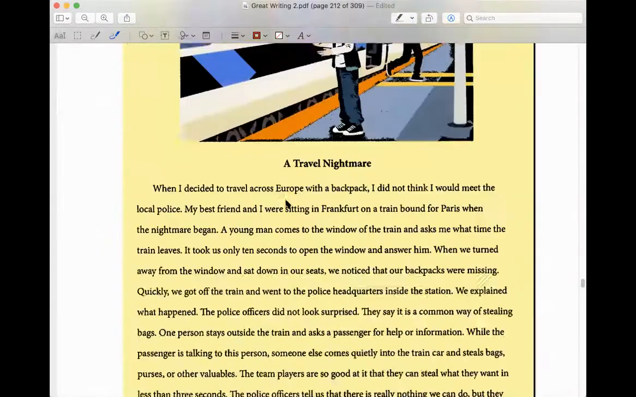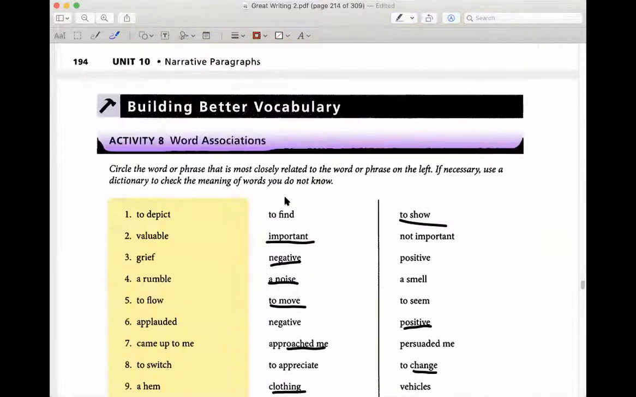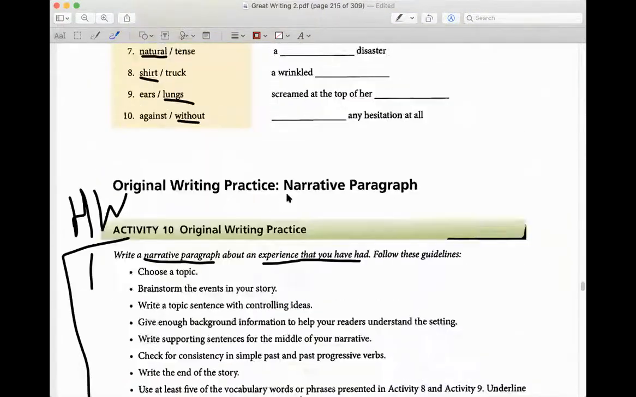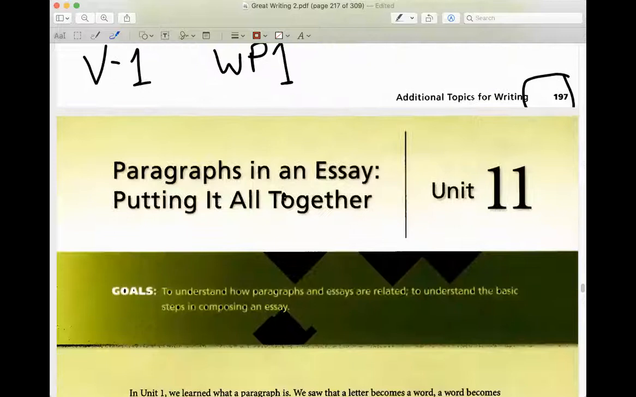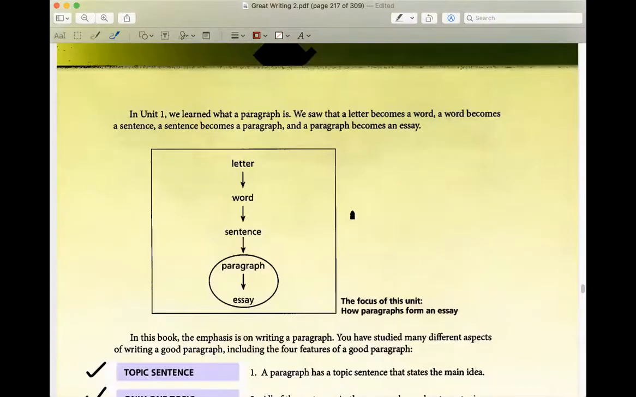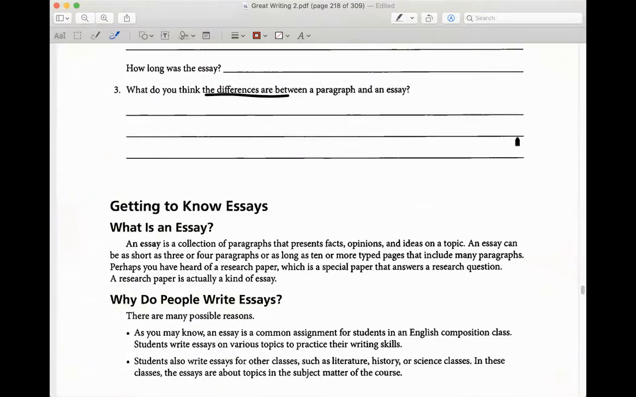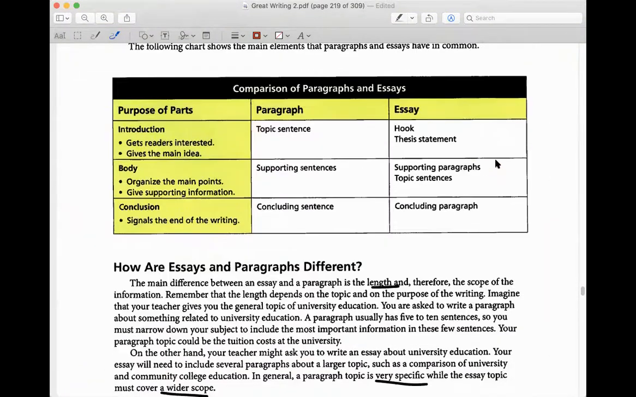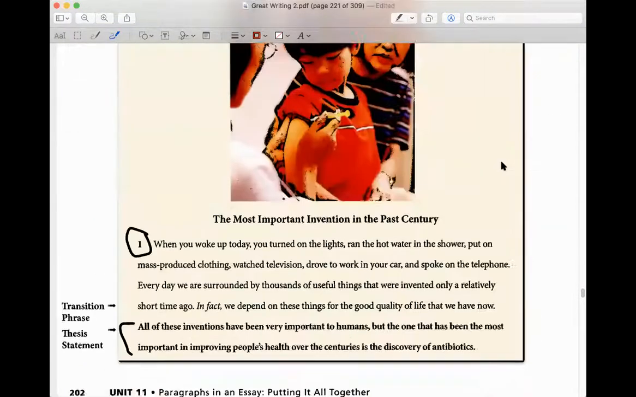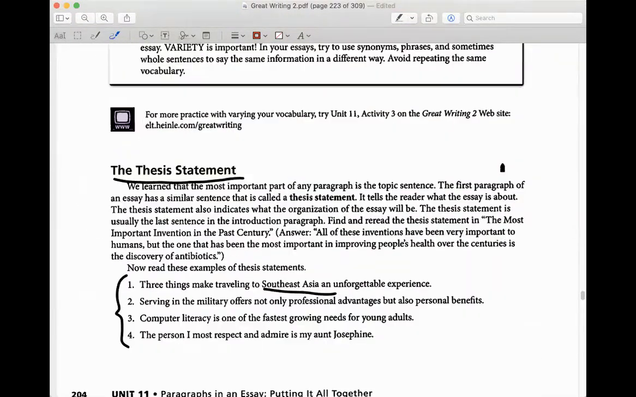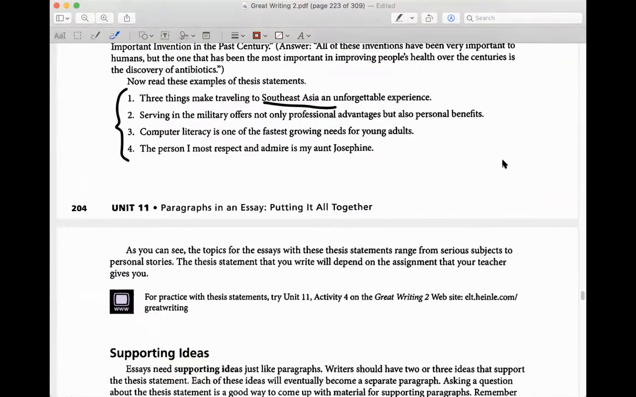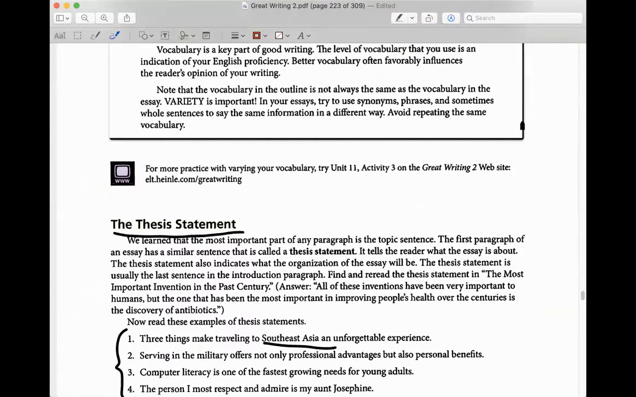Okay, we're getting to the end here. Let's see, of course, we got some more vocab. And then this was just a review of everything related to paragraphs. And then we moved into essay, writing the essay. So that covers everything.